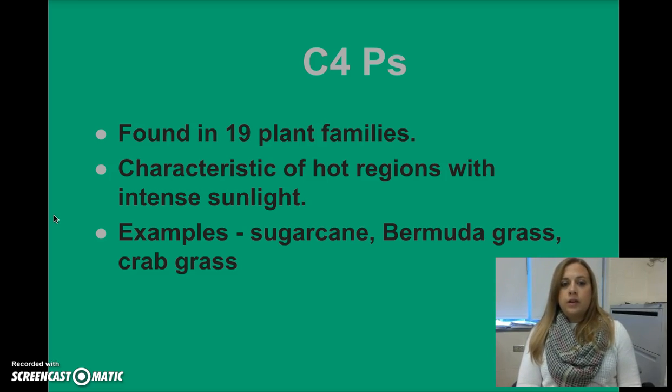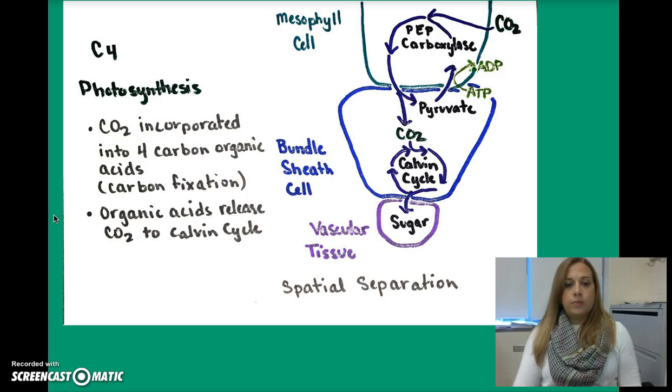You're going to see this happen in really hot areas where they have really intense sunlight. So some examples are sugarcane, that was the picture I showed you before, Bermuda grass, and crabgrass.